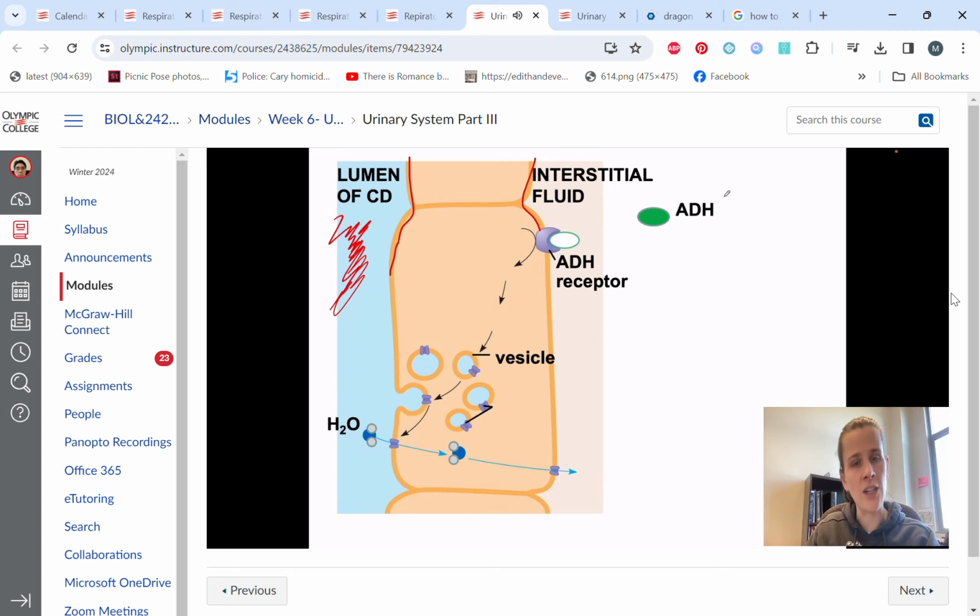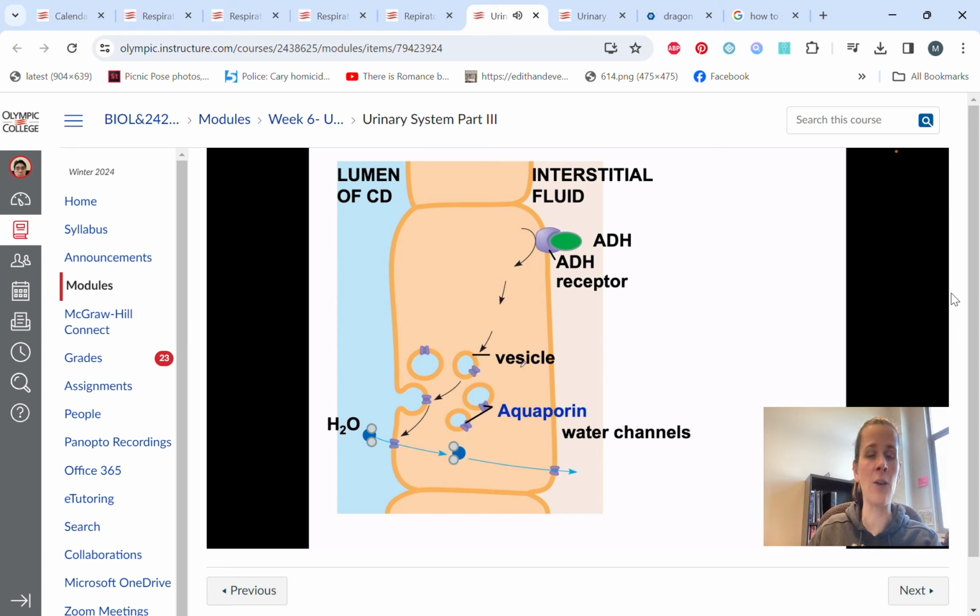So here we have ADH, antidiuretic hormone. It comes in and binds to a receptor on the basal side of this epithelium. That is going to send a cascade of signals that cause us to exocytose vesicles that have this little protein in them. This protein specifically is aquaporin. Aquaporin is a channel protein that allows water molecules to move across the membrane. So exocytosis is when we fuse this vesicle with the plasma membrane. When we do that, this channel protein then gets moved to the surface of the cell.